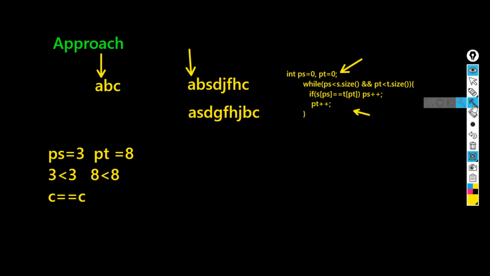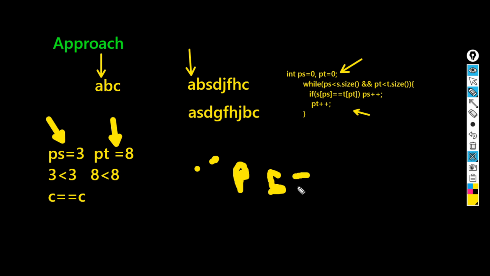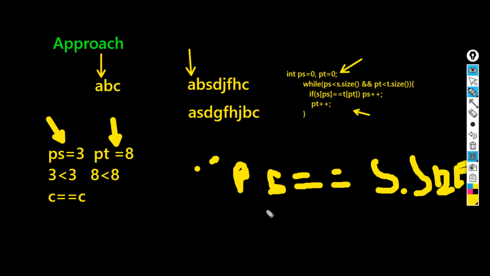So this is the main observation, this is the main part. We have PS equal to 3 and PT equal to 8. Now we will check whether the value of PS is equal to S dot size. If this is the case, then we will return true, else we will return false. So this is the two pointer concept for this.